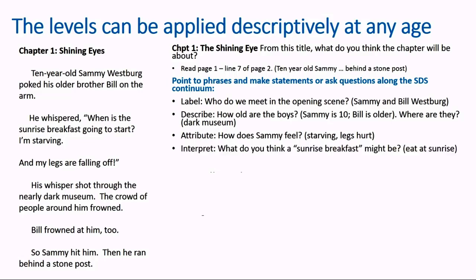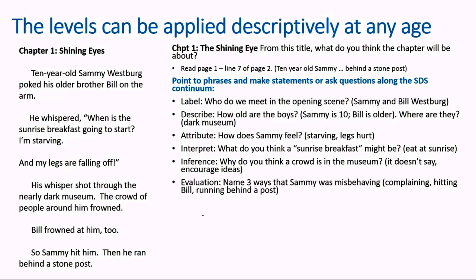Interpretation, what do you think a sunrise breakfast might be? So it never tells you, it tells you they're at a sunrise breakfast, but it doesn't tell you what it is. So again, you start to have to interpret the language and make some decisions about what it's telling you. Inference. Why do you think the crowd is in the museum? It doesn't say, so you just have to encourage the kids to come up with ideas using their background knowledge. Why would people be in a museum? Why would they be there so early in the morning? Is this unusual? Do they often have a sunrise breakfast? And why would you have that sunrise breakfast? Must be something special going on.